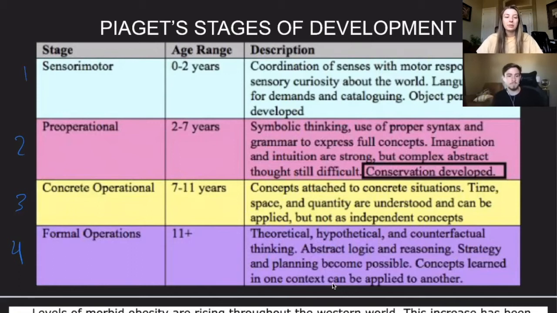Agree. So concrete operational, basically you can think concrete thoughts, space, time, and quantity are understood. That kind of goes back to the conservation thing. You kind of understand how things work as long as they are right in front of you, or it's a scenario that has played out in the past. As far as formal operational goes, you can think about what ifs. You can think about hypothetical scenarios, and you can start to move things around in your head spatially. So, yes, it says strategy and planning become possible. That's once you get past 11 or so, you can start thinking about those formal operational things.